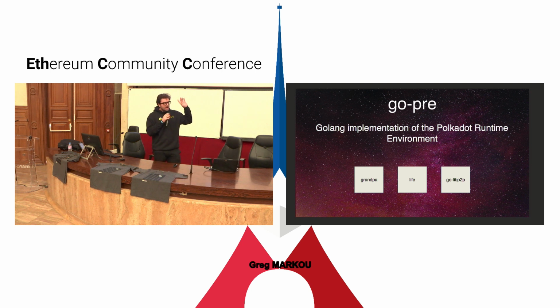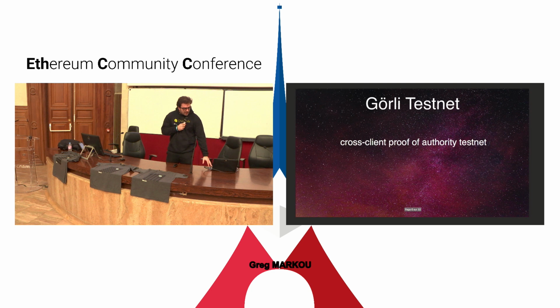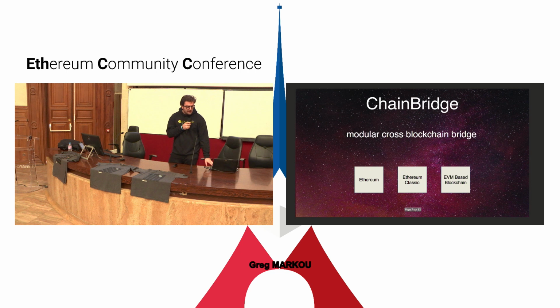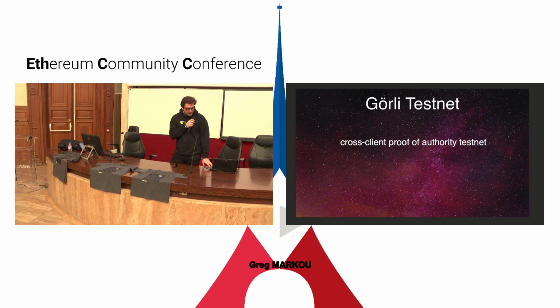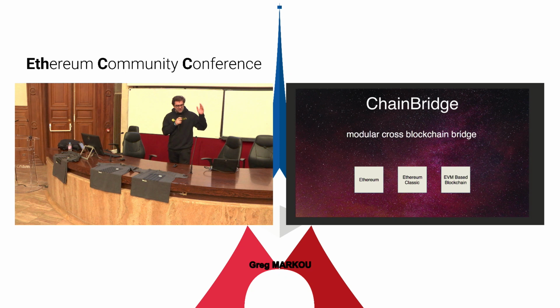We're building Life, which is the WASM interpreter for the PRE stack, and Grandpa, which is the Polkadot consensus algorithm, or mechanism, sorry, and we'll be working on that within the PRE ecosystem. Goerli testnet, for those of you that don't know, is a cross-client proof of authority testnet, and it was the first of its kind. And ChainBridge, as I said, is a blockchain bridge written in Go that takes similar paradigms from the Parity bridge.